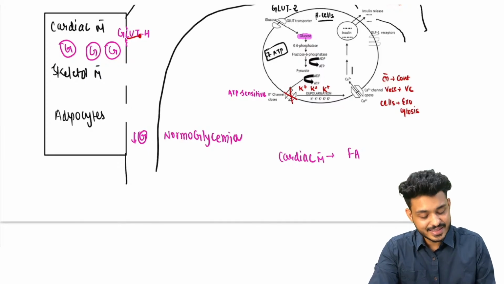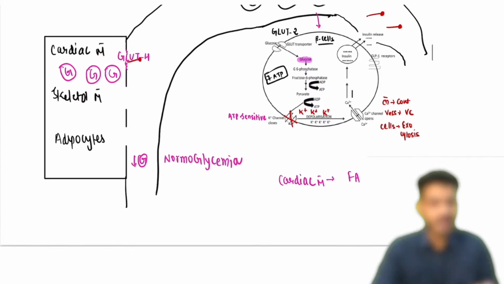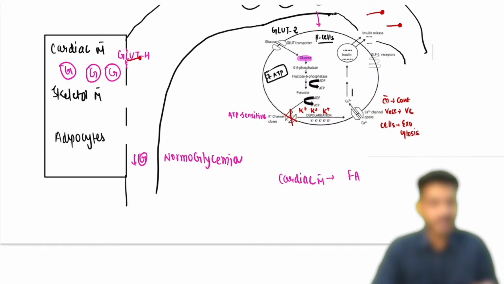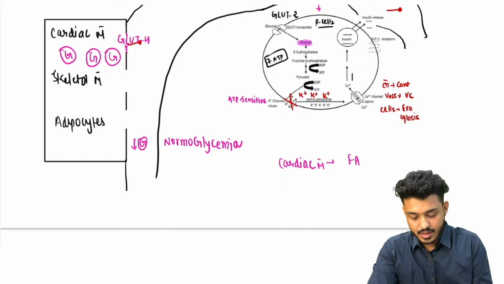And what is fatty acid? Long chain of triglyceride. So the long chain of triglyceride is known as fatty acid, and this is the fatty acid which is going to be responsible for the cardiac activity. Apart from the cardiac activity, you will be having skeletal muscles.